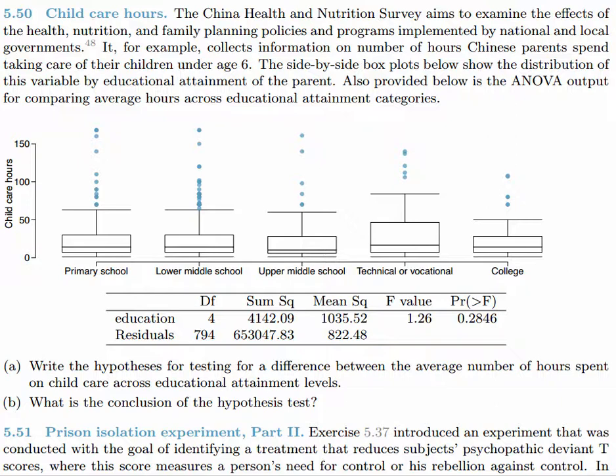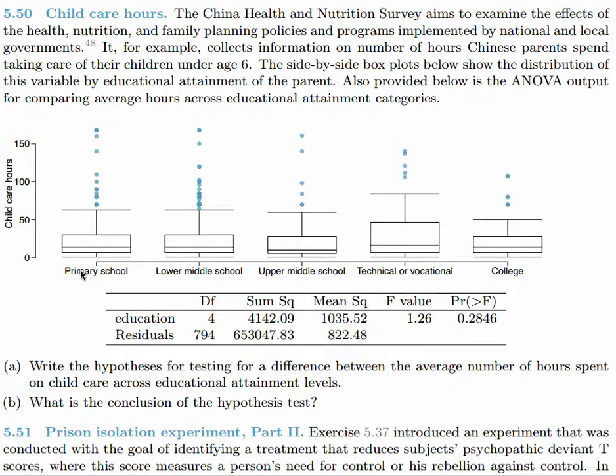The China Health and Nutrition Survey aims to examine the effects of the health, nutrition, and family planning policies and programs implemented by national and local governments. For example, it collects information on the number of hours Chinese parents spend taking care of their children under age 6. The side-by-side box plots below show the distribution of this variable by education attainment of the parent. Also provided below is the ANOVA output for comparing average hours across educational attainment categories.